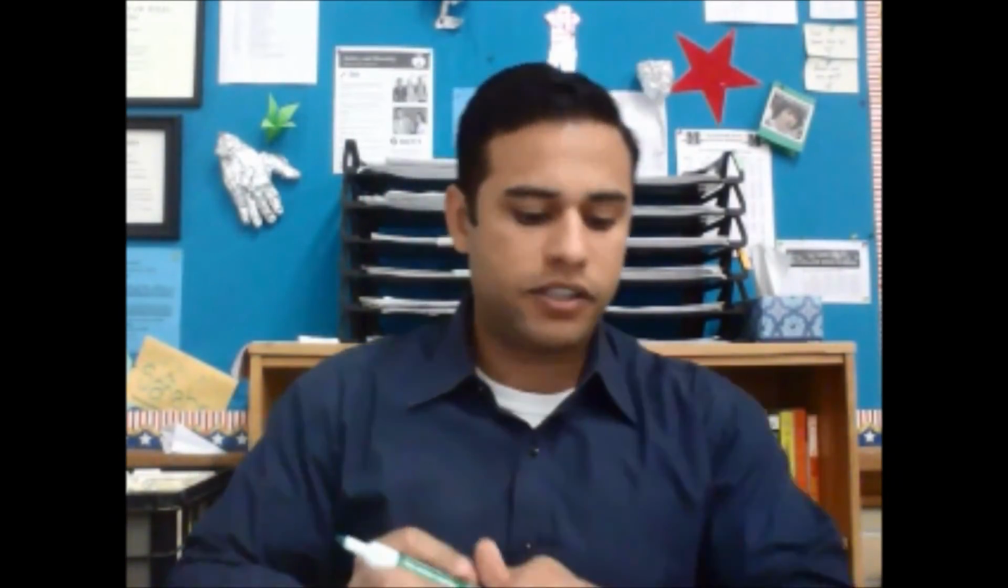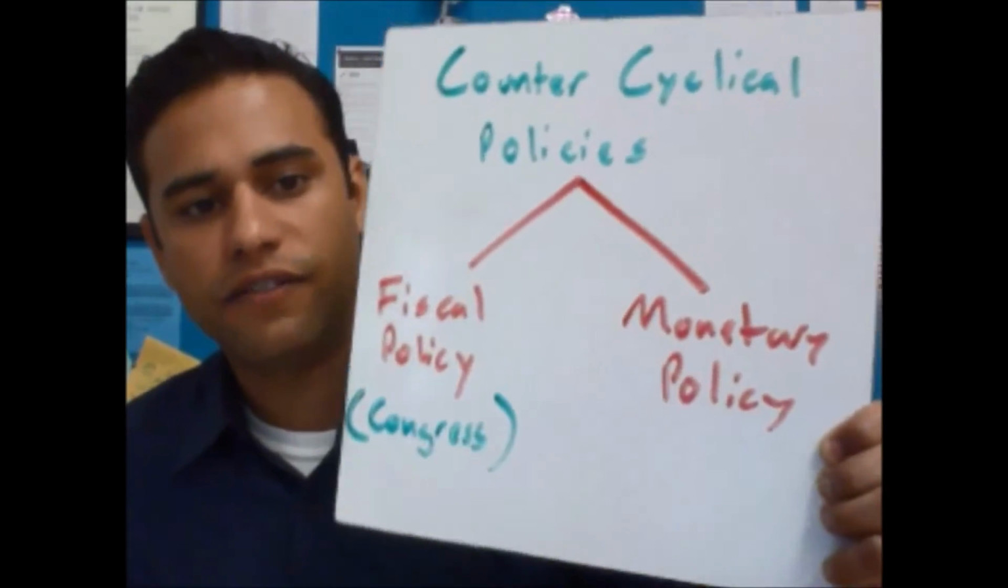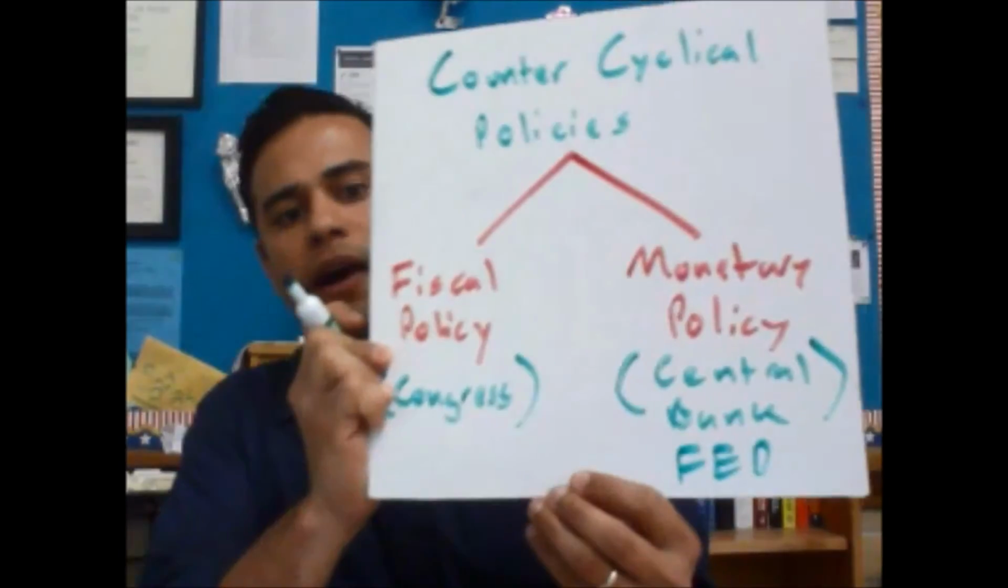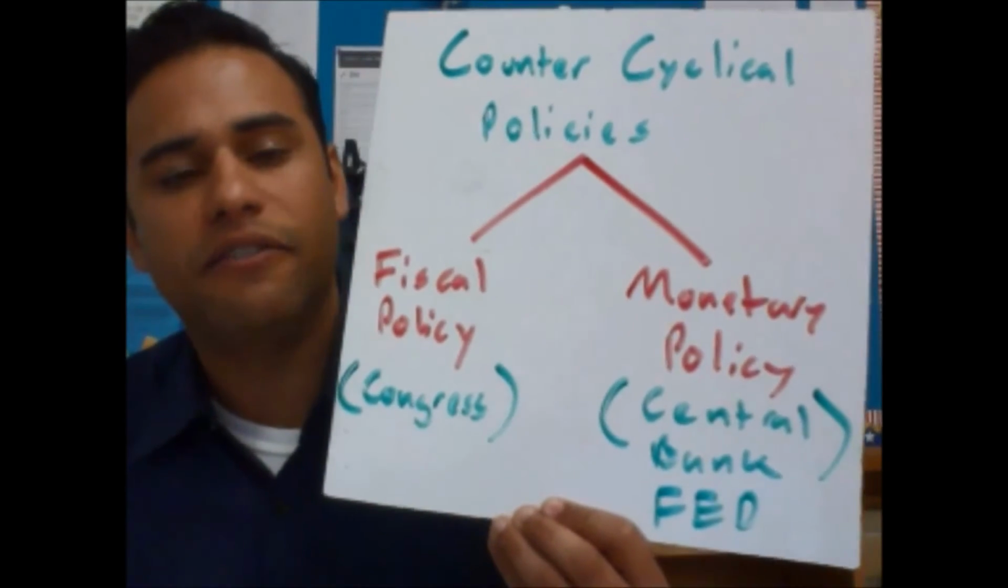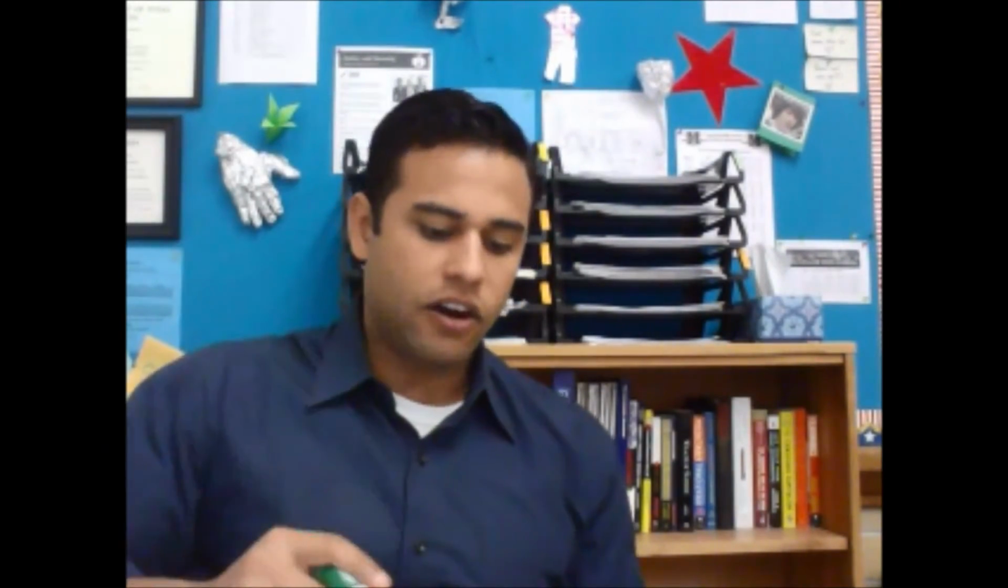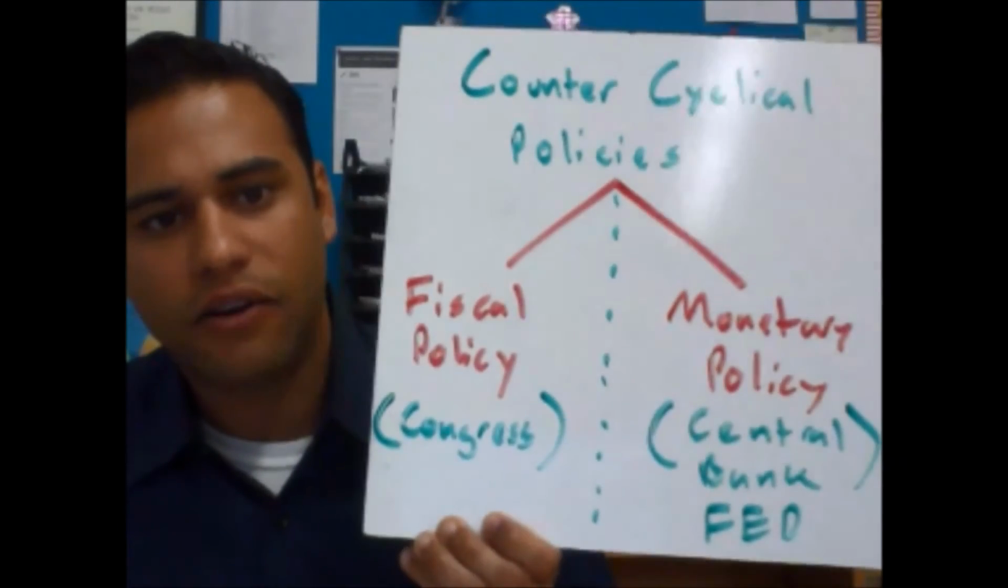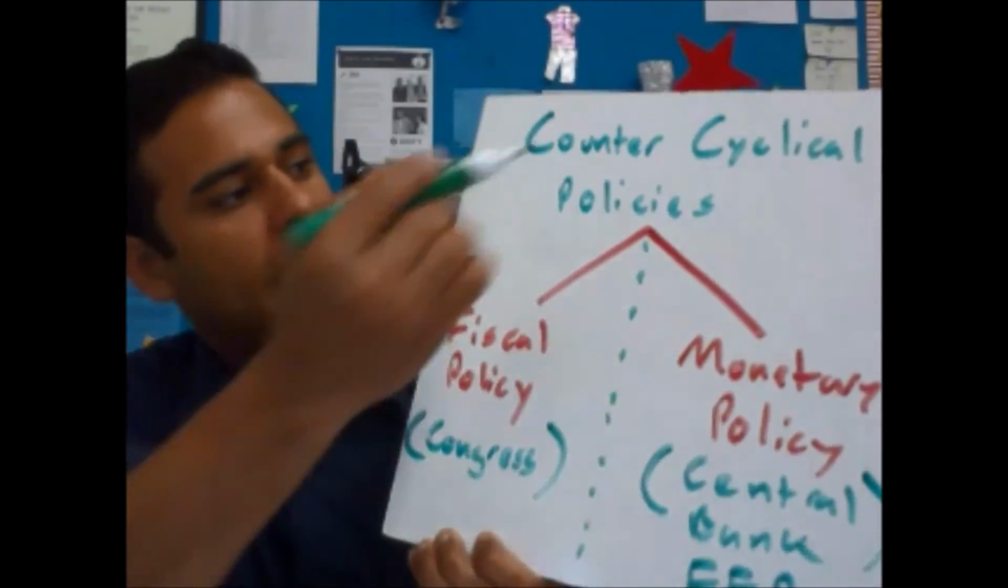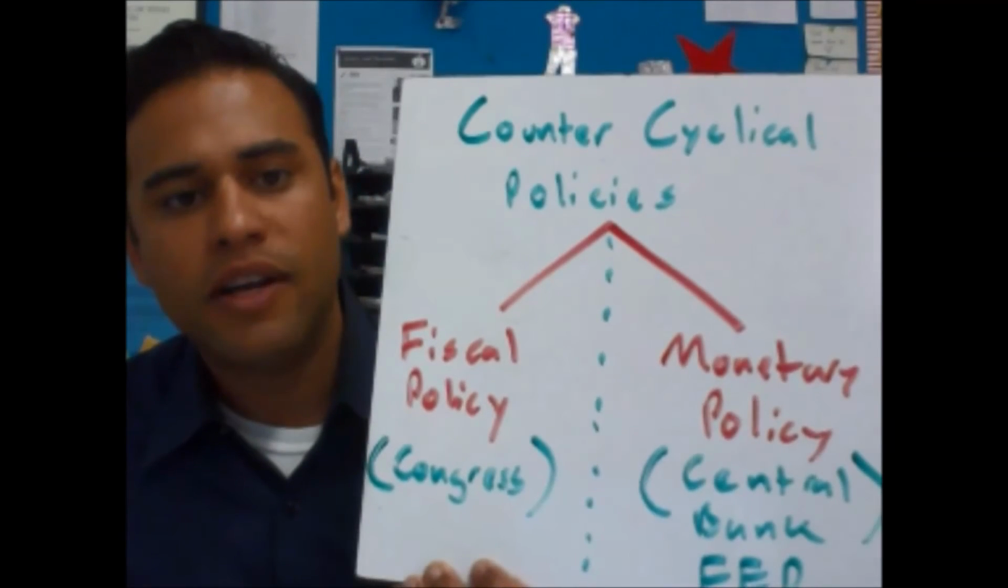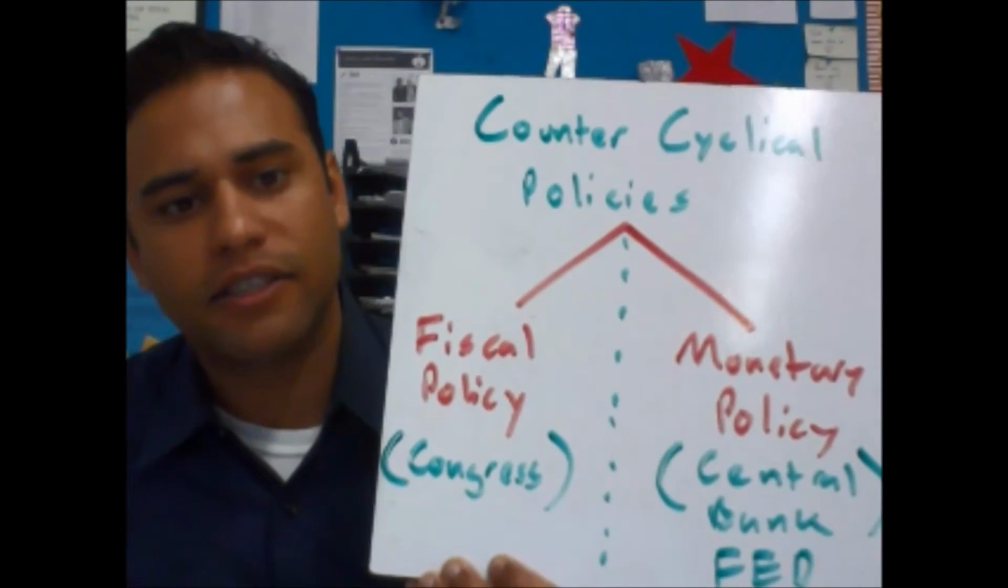Well, today we're going to learn fiscal policy. And fiscal policy is done by Congress, the federal government. That's who does it. Congress does fiscal policy. Monetary policy is done by the central bank, which is the Fed. So we have different people doing different policies. These are independent of each other. They are unrelated. The only thing they have in common is that they are both countercyclical policies, meaning they have the same goal: countering the business cycle by manipulating aggregate demand.